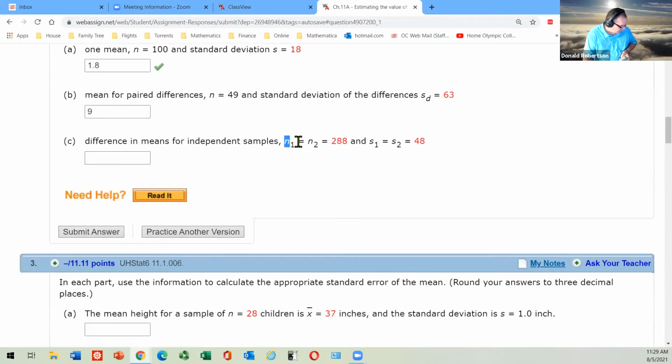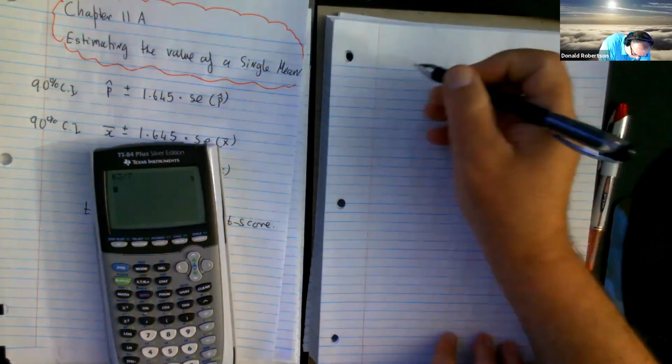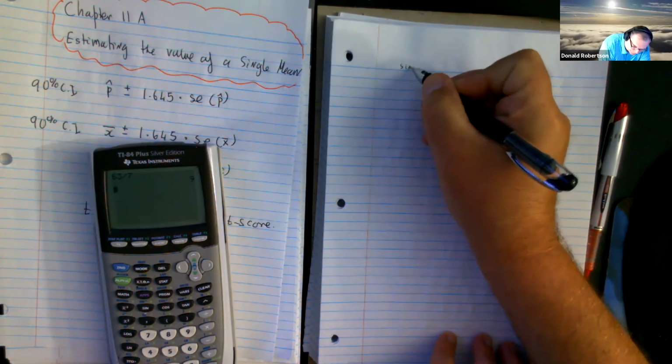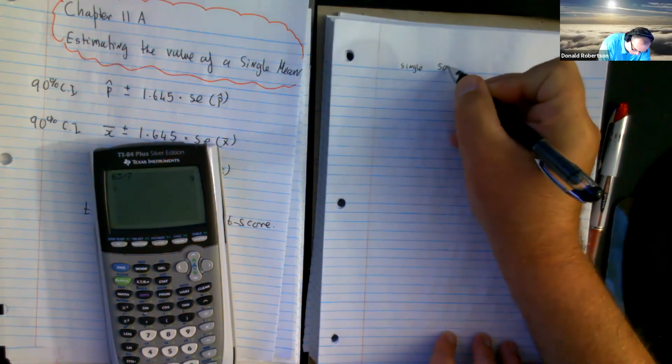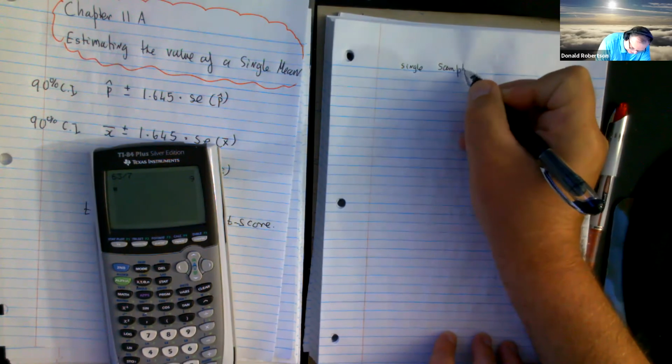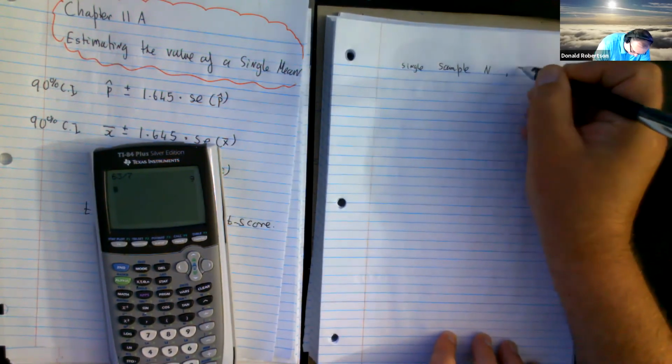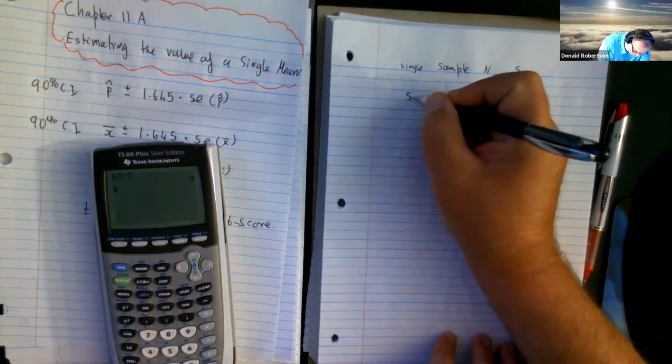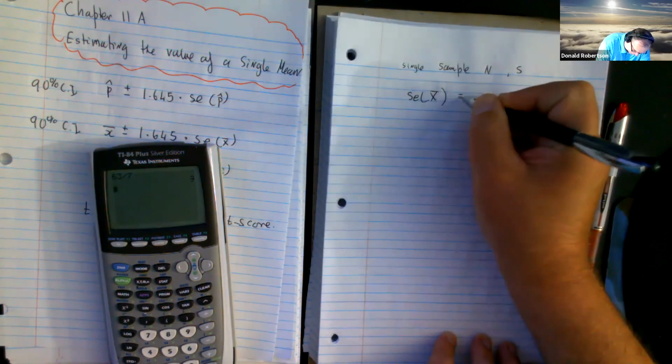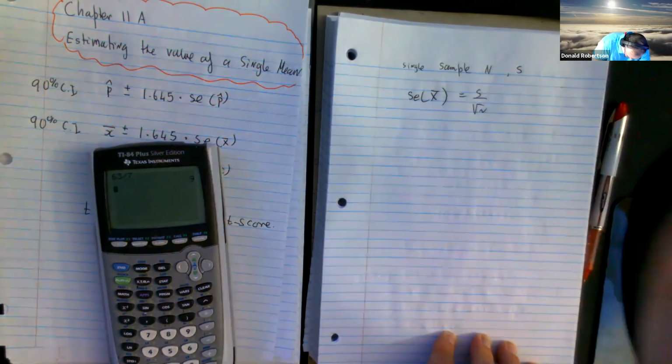And oh, this one came out of the blue. Wasn't expecting that one. So I'm going to leave that for a second and show you what it is. Slightly out of order, but since it's here, I want to cover it. If you have a single sample, N is the population and S is the standard deviation, then the standard error is S over square root N, right? That's what we did.